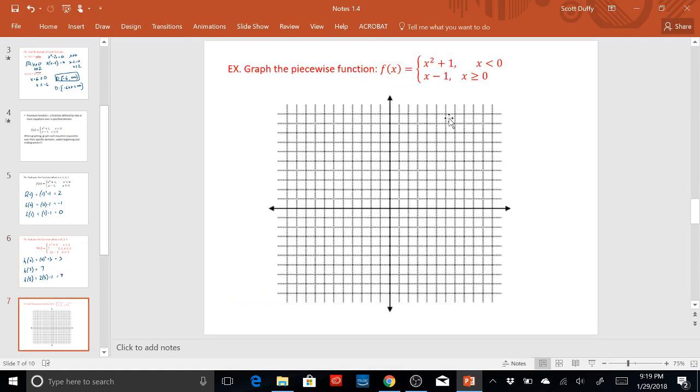When we're graphing a piecewise function, we're going to leave any range that's greater than or less than a number with an open dot, and any range that is greater than or equal to or less than or equal to with a closed dot. I'll show you what I mean. X squared plus 1 is usually drawn like this.